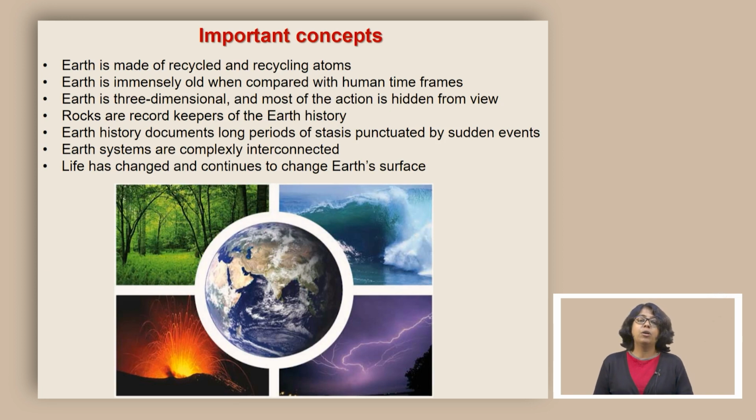And finally, one of the most important aspects of Earth science is to recognize that life has changed and continues to change the Earth's surface. As a result, if you remove life, the Earth is not going to look the way we look at it today, and the Earth's history has been complexly influenced by the presence of life. Once we know more about life and how it evolved through time, it gives us a much better understanding of how Earth evolved through time.